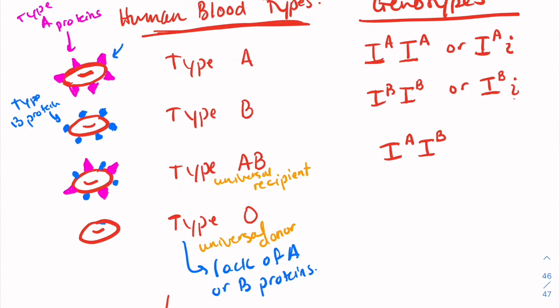Likewise, type O folks only have one option either. They have to have two non-alleles. That's it.